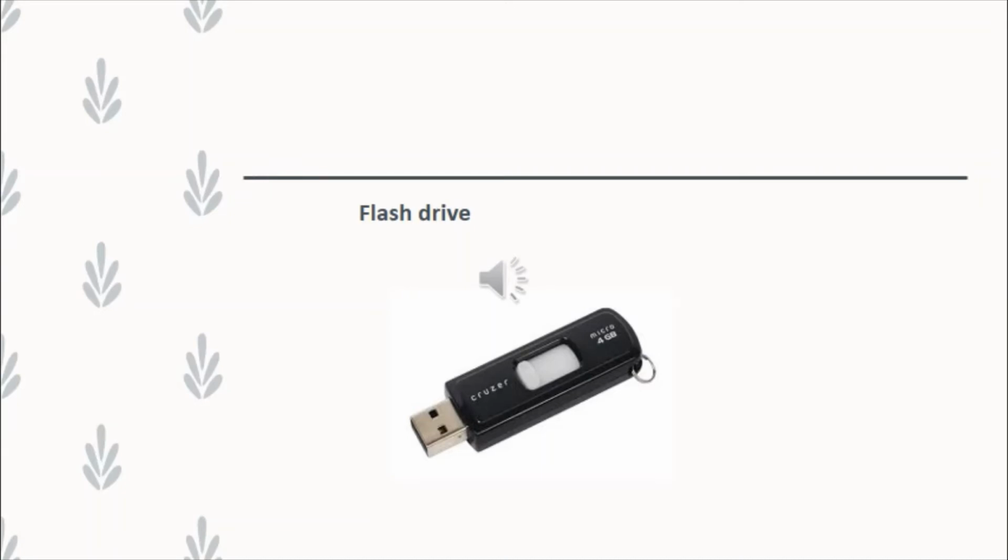अब ये different ranges में होती हैं USBs, 2 GB, 4 GB, 8 GB, 16 GB. आपको हर तरह की कैपेसिटी की USB easily available होती है. Clear? Next is magnetic disk.